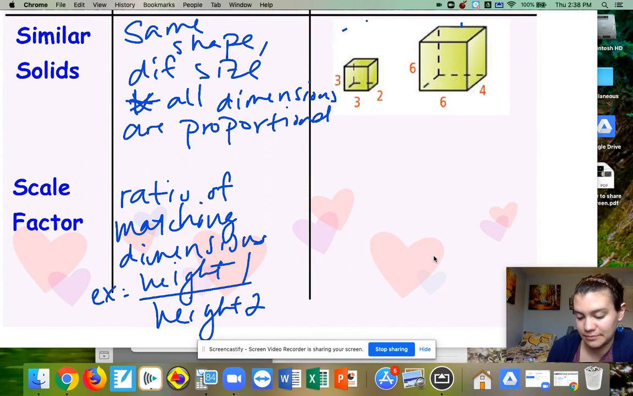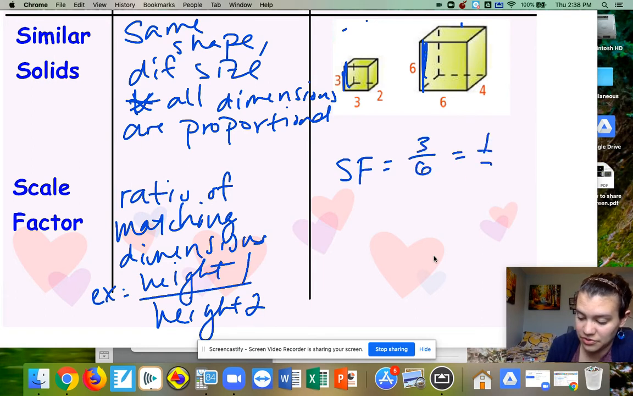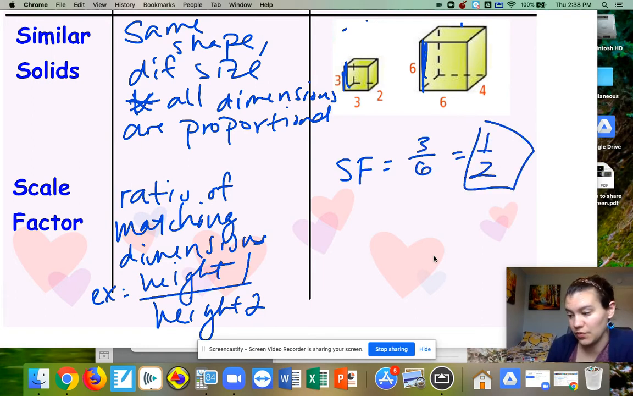So if you did that over here, to find the scale factor, we could take the height here divided by the height here. So 3 over 6 would give you 1 over 2. So the scale factor is 1 over 2.